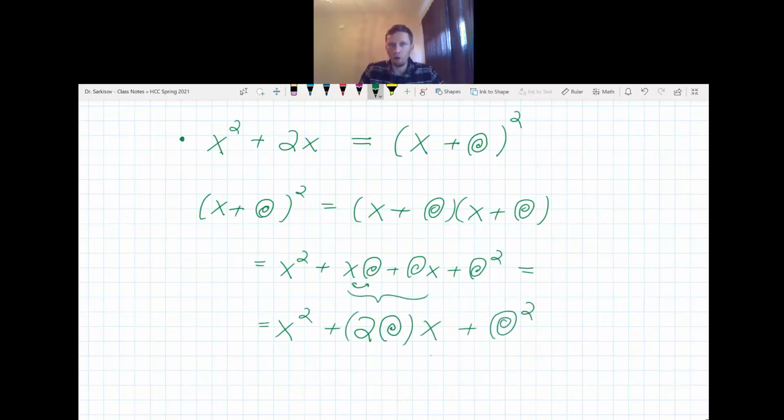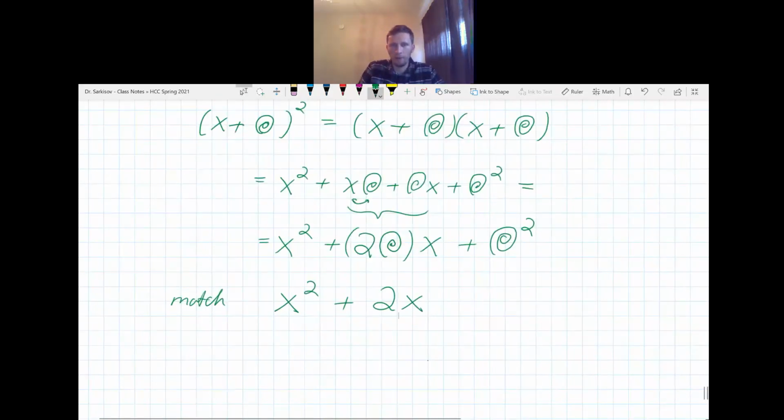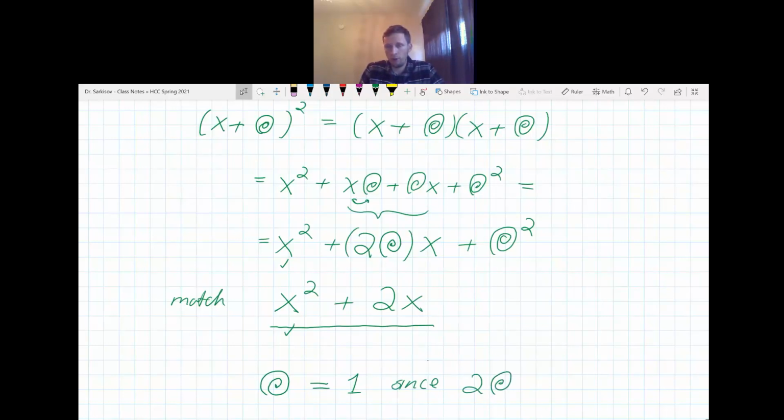All right. The goal for me now is to match this up with x squared plus 2x. You see there's a 2x right there? Somehow I have to match it. So how do I match it? Well, x squared is already matching right here, right? How do I get 2 squiggle to be 2? Squiggle should be 1 in this case, right? 2 times 1 is equal to 2. Since 2 times squiggle being 1, 2 times 1 is equal to 2 is what we want. So squiggle is 1.